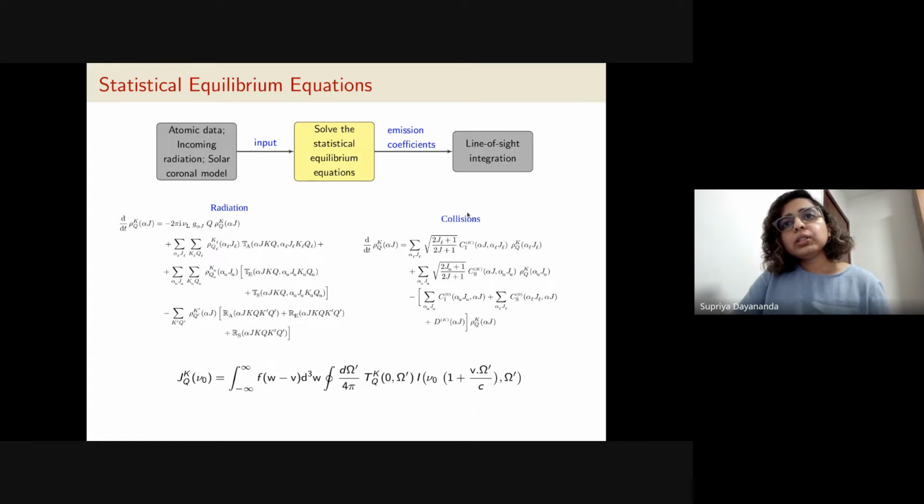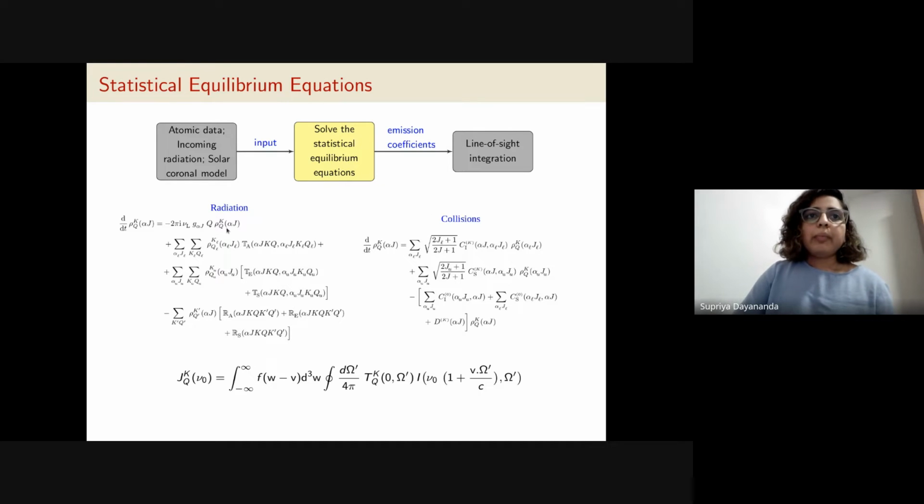Likewise, for the collisional transitions, these rates are in turn dependent on the electron number densities and temperatures that come from the model based on which you calculate these collisional coefficients.